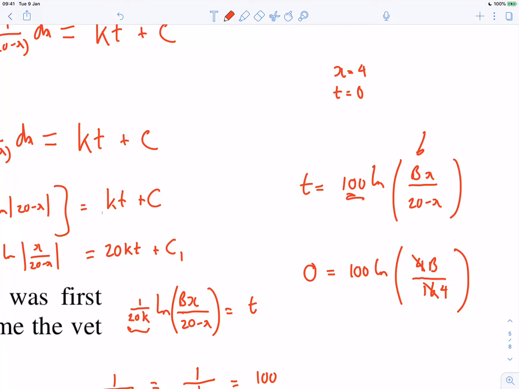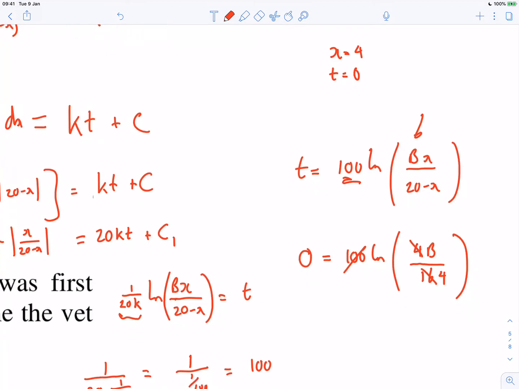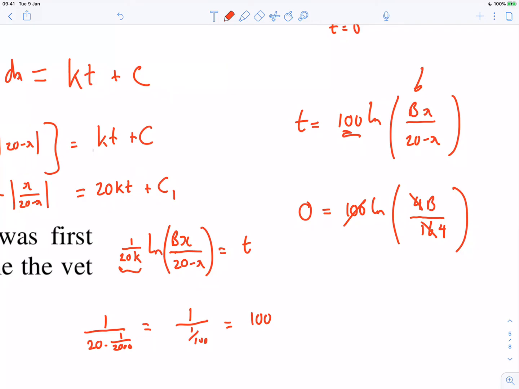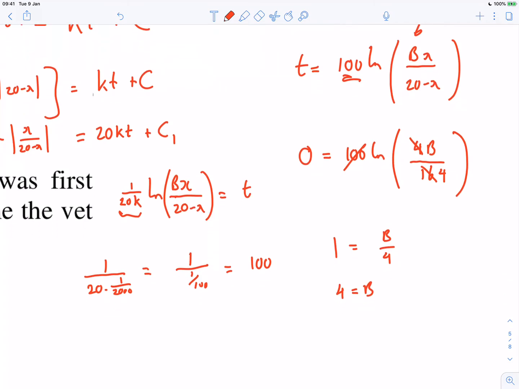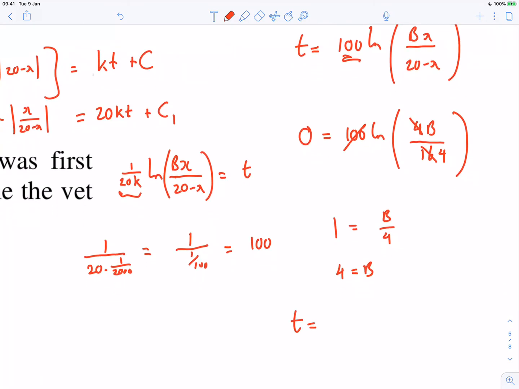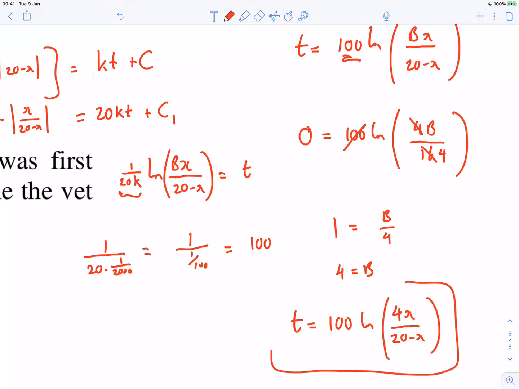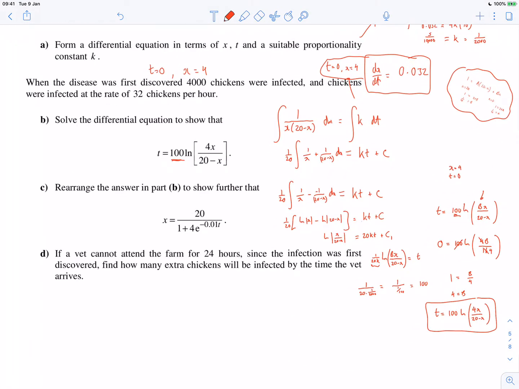And if I want to make b the subject, I just divide by 100. So 0 divided by 100 is 0. I exponentiate both sides, e to the 0 is 1. And now I'm going to have b over 4. So b over 4 is 1. That just means b equals 4. So now we're going to have t equals 100 of the natural log of 4x over 20 minus x. I believe that's exactly what we wanted up here.